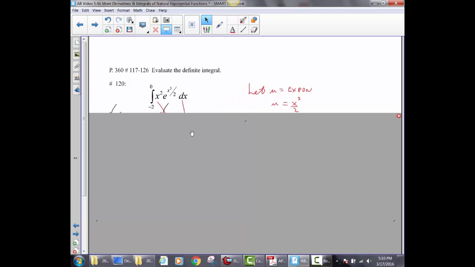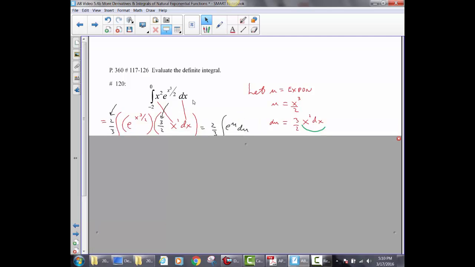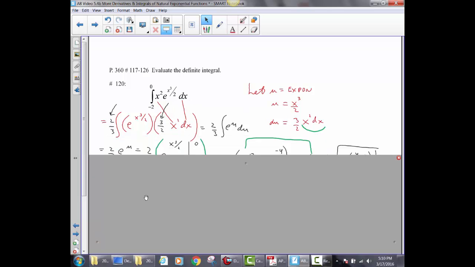Evaluate the definite integral now. So now we're going to go to the definite integral. Again, you're going to let u equal the exponent. The derivative of that, isn't that nice, is 3/2 x squared dx. Well, I've already got the x squared and the dx. The only thing I'm missing is the 3/2. So I introduce the 3/2 and counteract with 2/3.